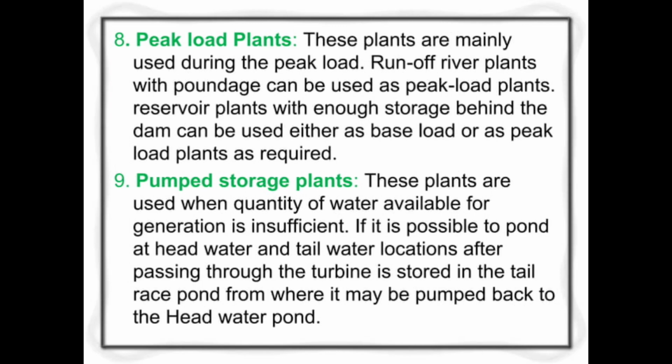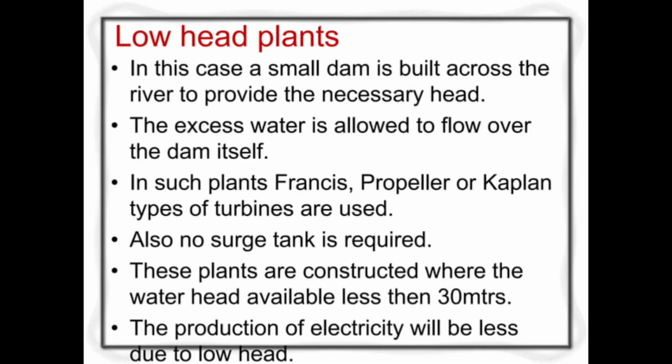The ninth one is pumped storage plants. These plants are used when the quantity of water available for generation is insufficient. If it is possible to pond at headwater and tailwater locations, the water after passing through the turbine is stored in the tail race pond, from where it may be pumped back to the headwater pond.